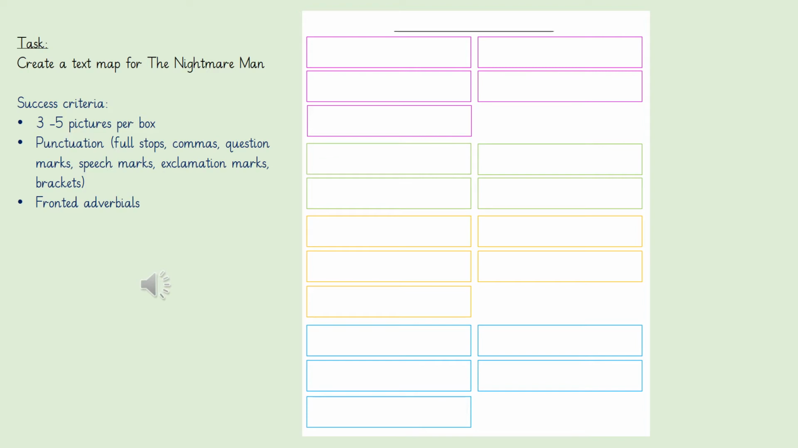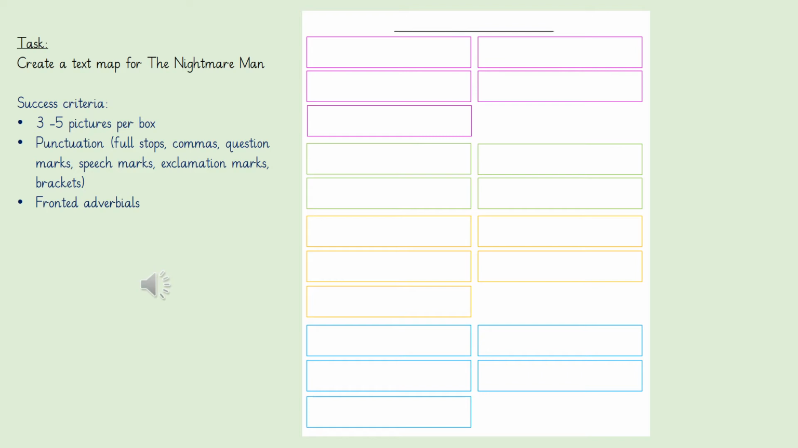The colours don't need to match, as long as you try and use 4 different colours to show the 4 different paragraphs. In paragraph 1, there are 5 sentences, so you need 5 boxes. In paragraph 2, there are 4 sentences, and then in paragraphs 3 and 4, there are 5 sentences again.